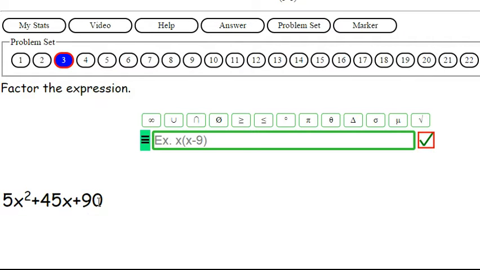Yeah, we'll do that. Alright, so we have 5x squared plus 45x plus 90. I better write that down. 5x squared plus 45x plus 90. Alright, so hopefully we can get this done here in just a second or two.